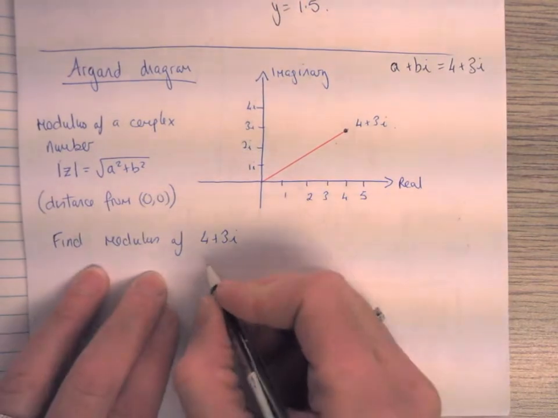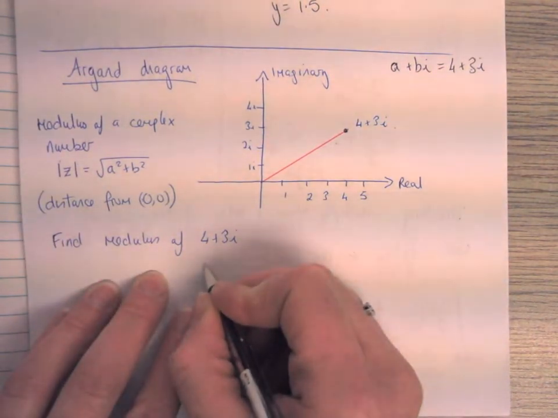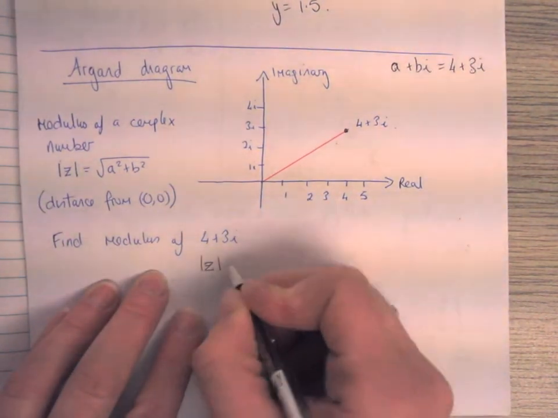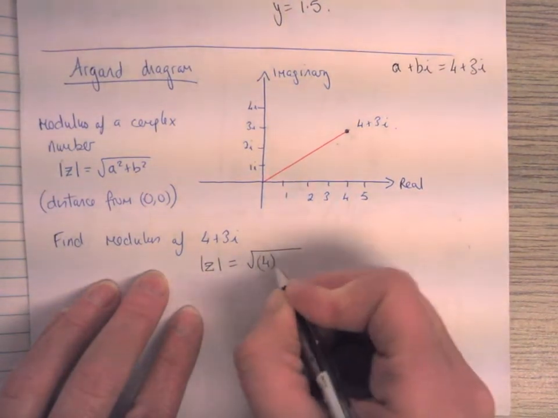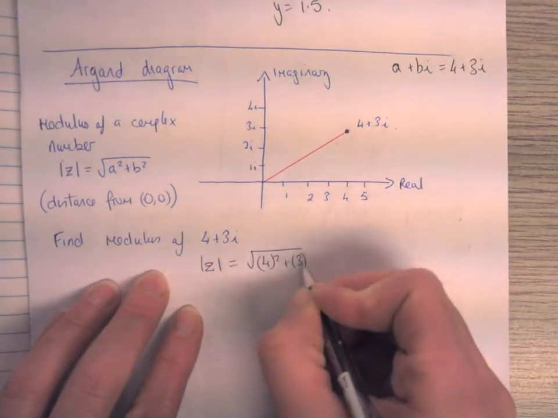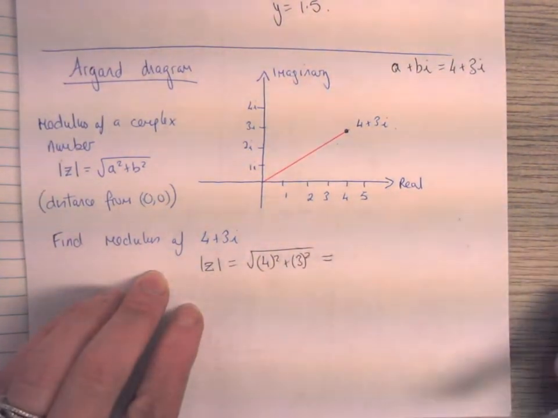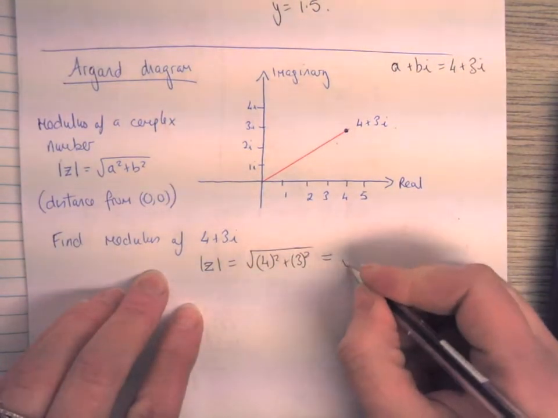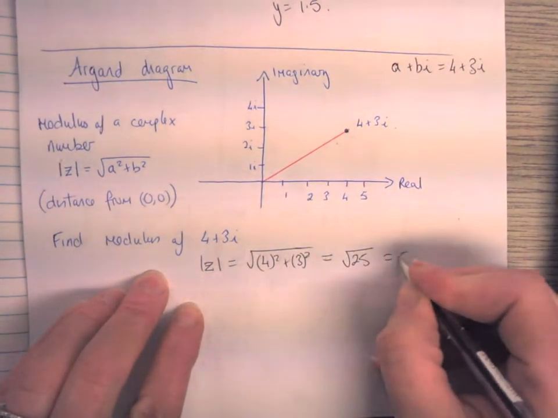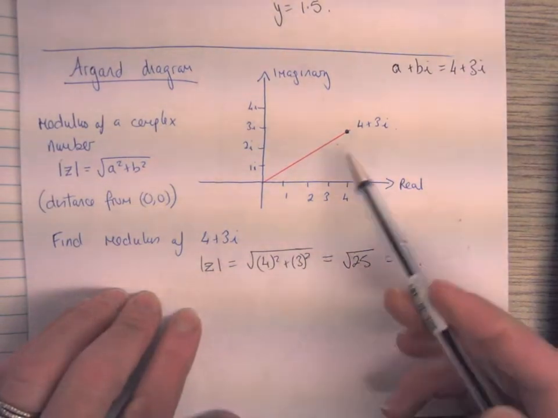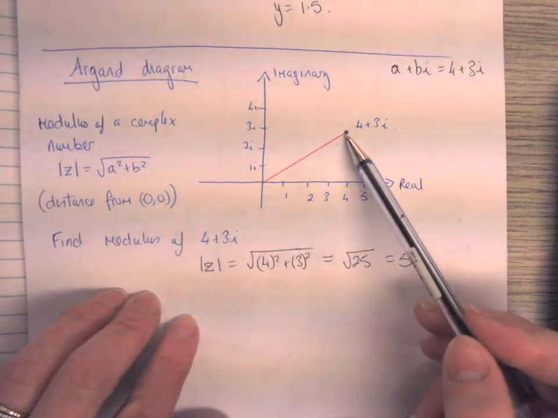So find the modulus of 4 plus 3i. The modulus is the root of 4 squared plus 3 squared. So root 25, which is 5. So what you're saying there is that the distance from 0, 0 to that complex number is 5.